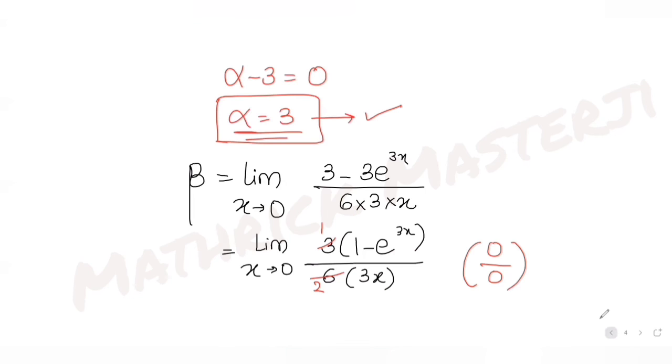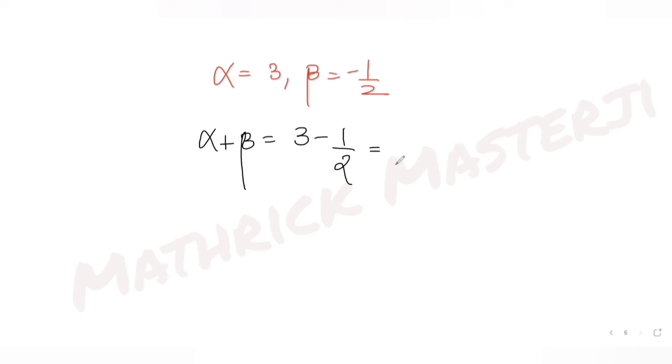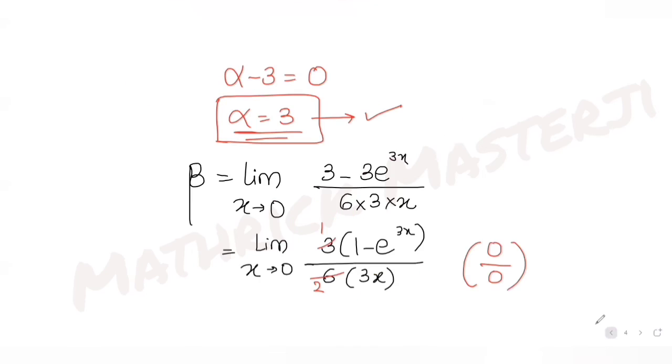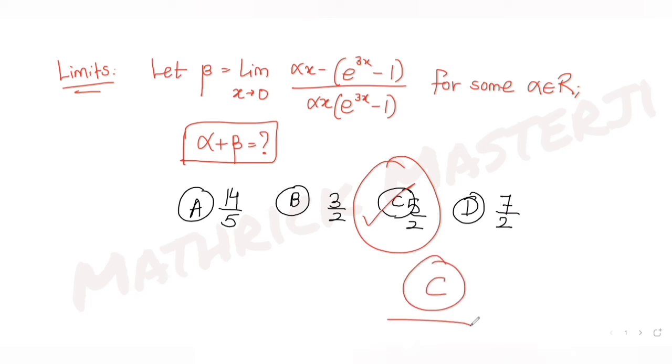Now I have both the values with me, where alpha I get as 3 and beta I get as minus half. So once I get both of them, I can just add them. So alpha plus beta makes it 3 minus half, which basically becomes 6 minus 1, which is 5 divided by 2. So we get the value of alpha plus beta as 5 divided by 2. And if you see the answer choice that matches the question, it is option C. So C becomes the correct answer for the question that is given to us.